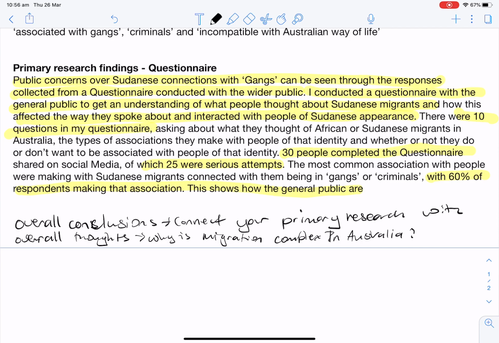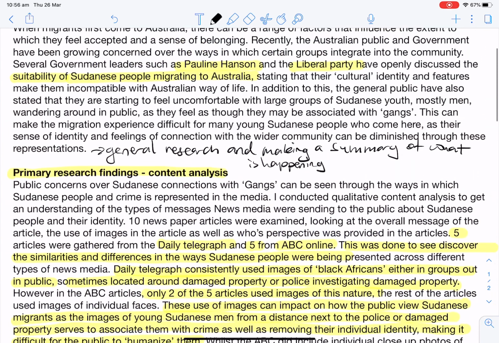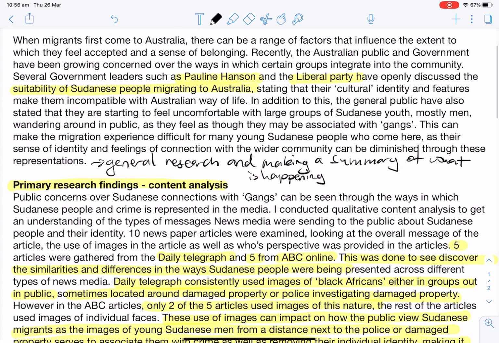Okay, so I hope this helps you to understand how you might connect your primary research with your overall research on your cultural group. If you have any questions, I'm going to open up a discussion tab on our Canvas page so that you can ask those questions and I can help you there, or please feel free to email me as well through Canvas.